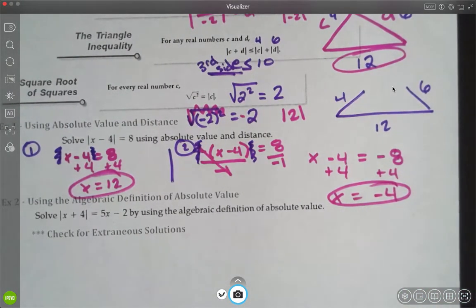Okay? You have to look at both cases because the absolute value of something is the same as the absolute value of the negative of that thing. Oh my god, we got an answer!